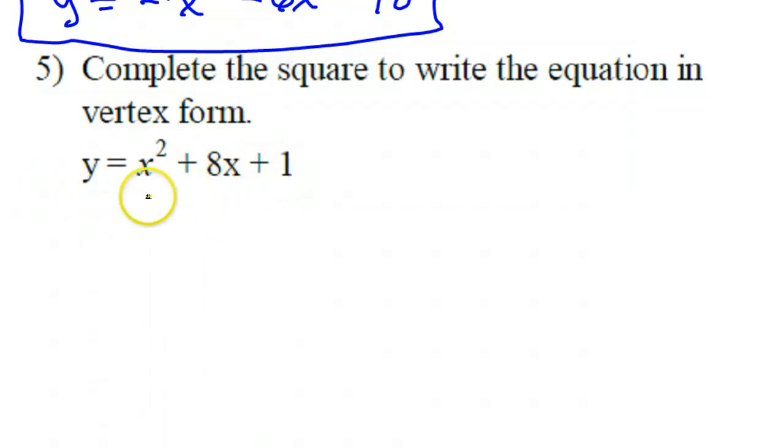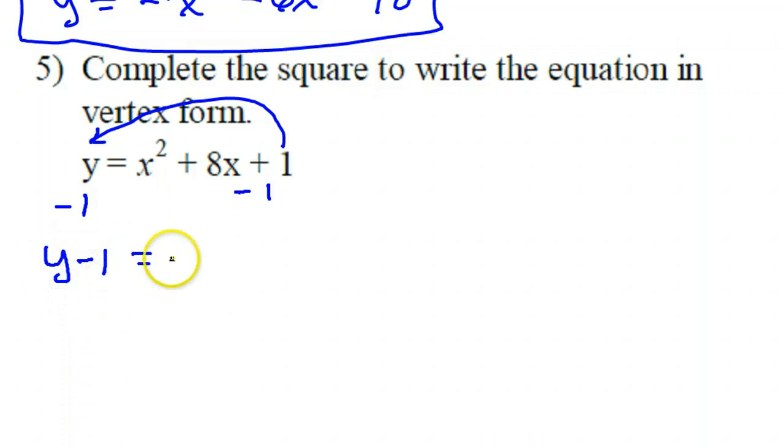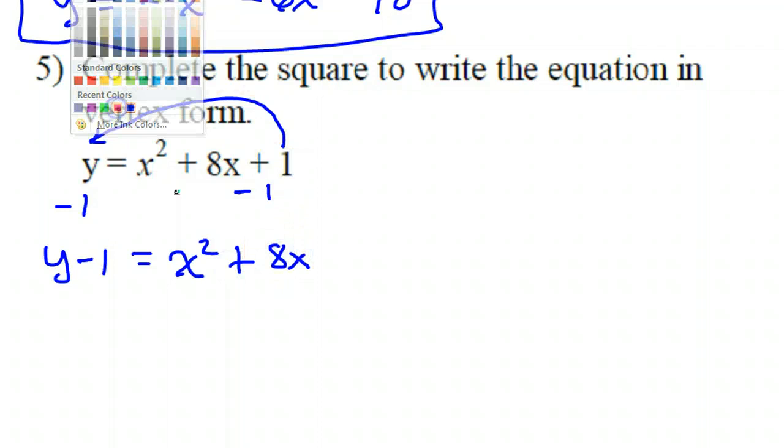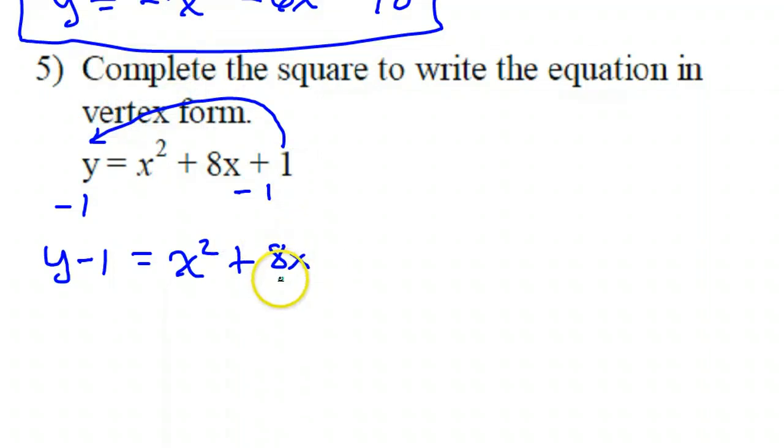Let's change this from standard form to vertex form. Well, this 1 has got to go, so let's subtract 1 from both sides. That gives us y minus 1 equals x squared plus 8x. Time to complete the square. We need to do half of the middle squared. Half of 8 is 4. 4 squared is 16. Put a 16 on both sides. Please don't forget to put it on the left as well.